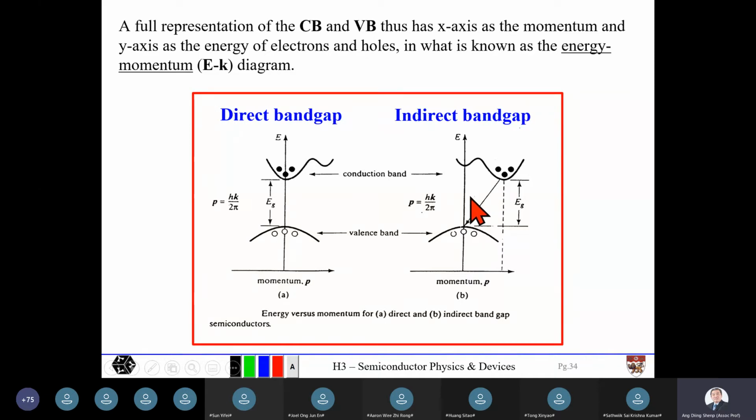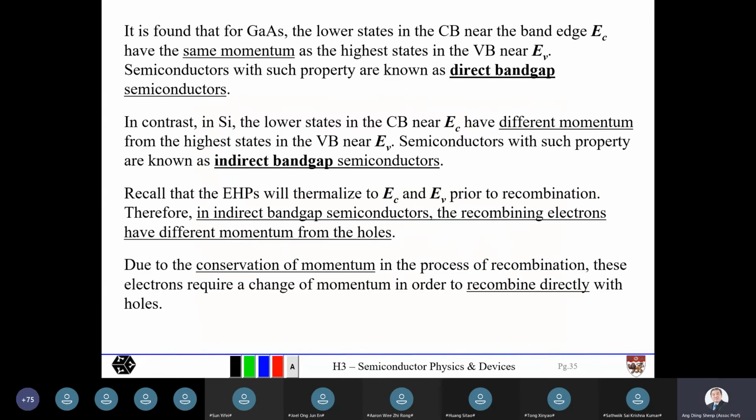In each of the transitions, the change in crystal momentum involved is smaller, and it is easier to fulfill than one big change in the absence of the defect states. Because of that, recombination events in an indirect band gap semiconductor typically happen through the defect states.